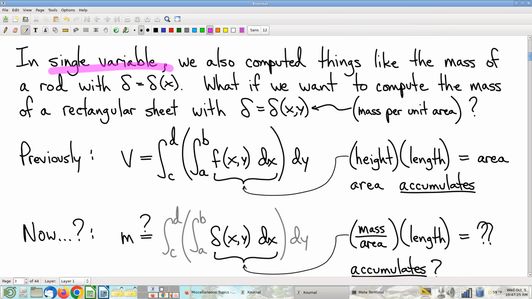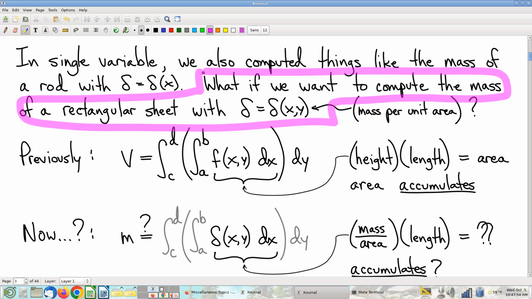Recall in single variable calculus, we computed all sorts of stuff. We didn't just compute area under a graph. Right? We computed the mass of a one-dimensional rod, the population of bacteria, the amount of work that it takes to whatever. Lots of applications. So let's try to play out, can we do those by analogy as well? Can I use this idea of an iterated integral to answer this seemingly analogous question to an old single variable question?